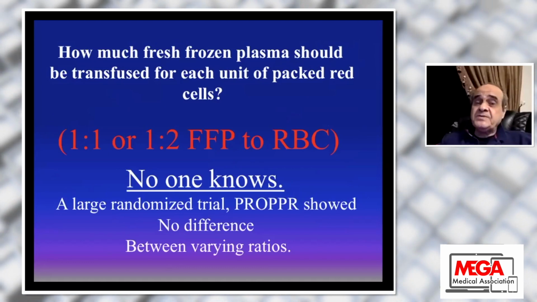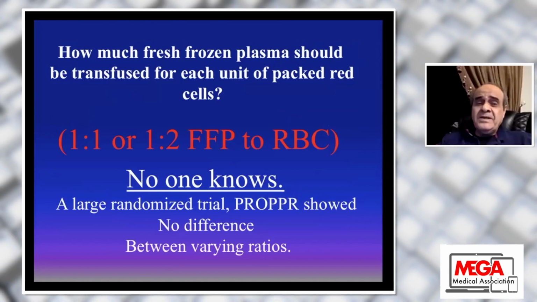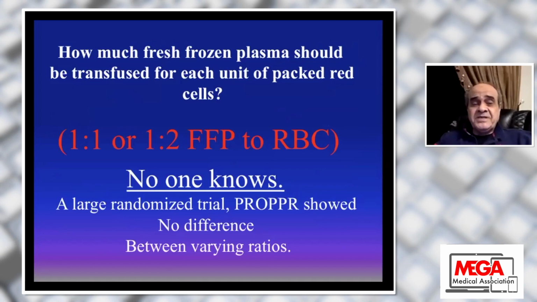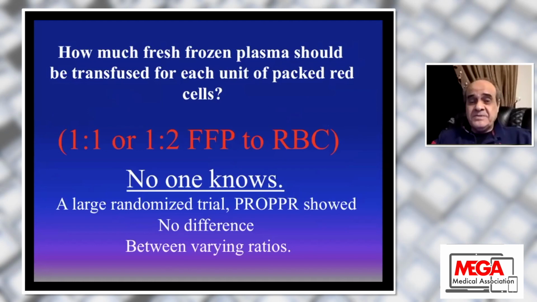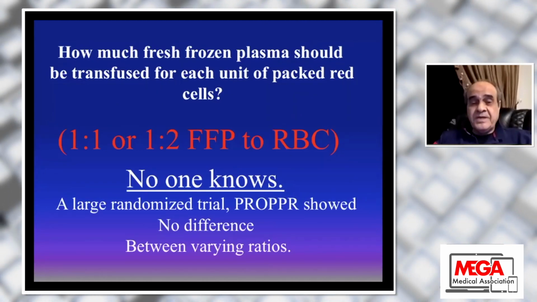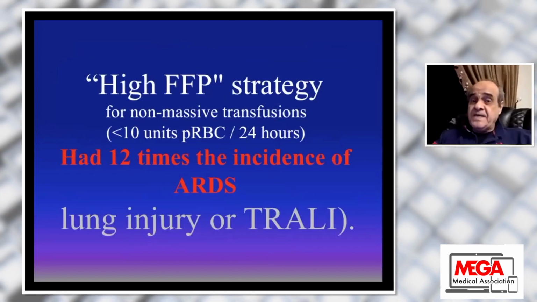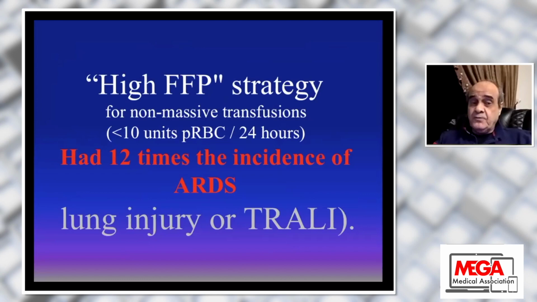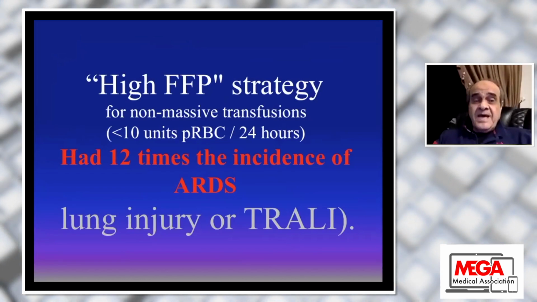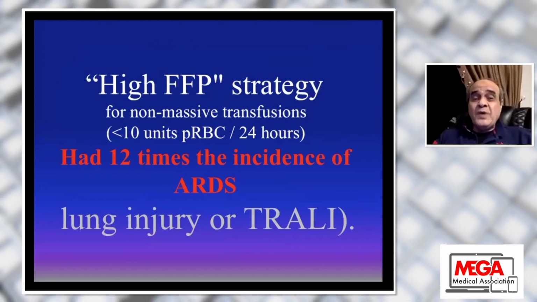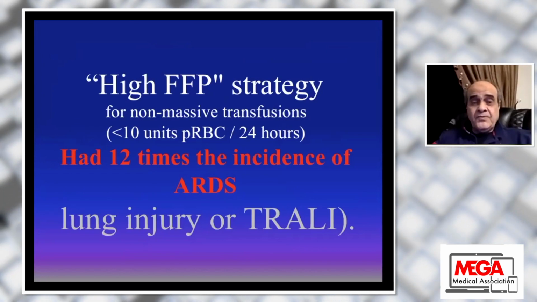How much fresh frozen plasma should be transfused for each unit of packed RBCs? There are many suggestions, such as 1 to 1 or 1 to 2. There is actually no difference from the point of view of mortality or morbidity in the critically ill patient. A high fresh frozen plasma strategy for non-massive transfusions, less than 1 unit of packed RBCs per 24 hours, had a 12-fold incidence of TRALI or ARDS due to lung injury.